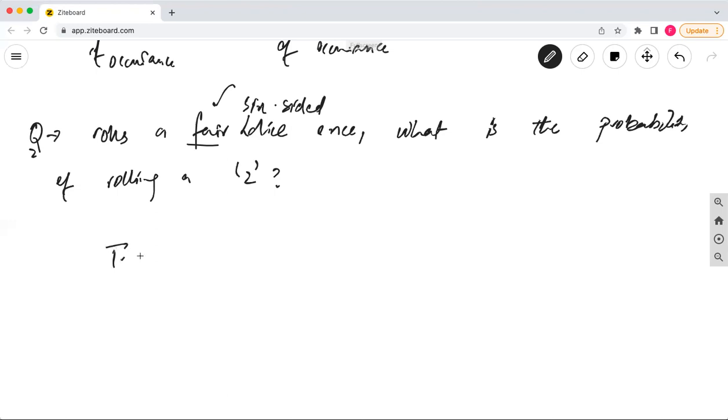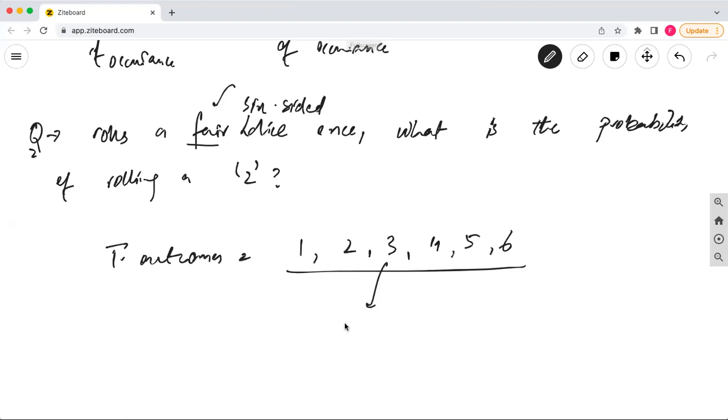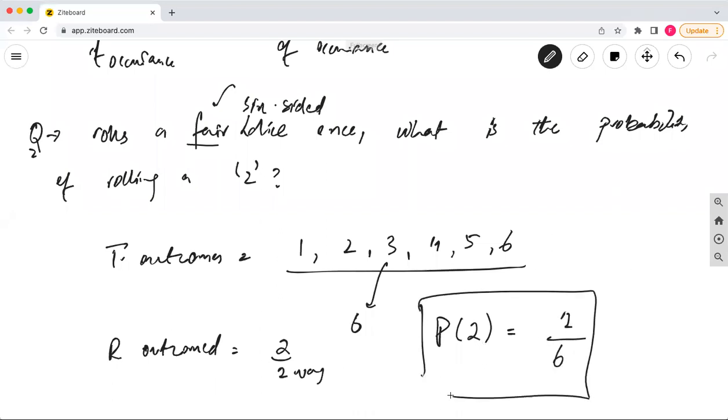So what are the total outcomes? Total outcomes are 1, 2, 3, 4, 5, and 6. So there are 6 options available, so total is 6. The required outcome, the success, is 2, and that is only one way. So what is the probability of getting 2? That will be one way in which we get 2 out of the total. So the probability of getting 2 on the upper side will be 1/6, right?